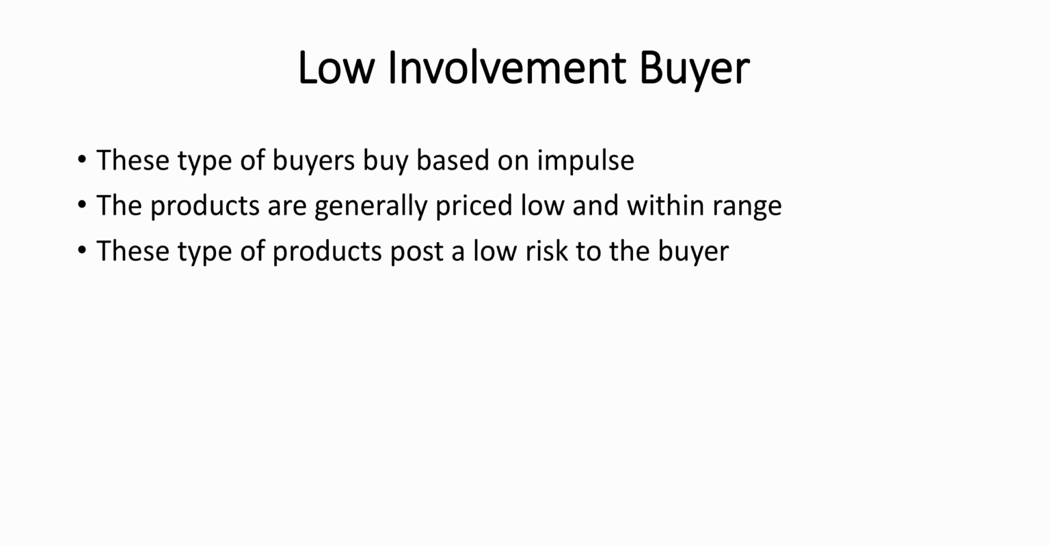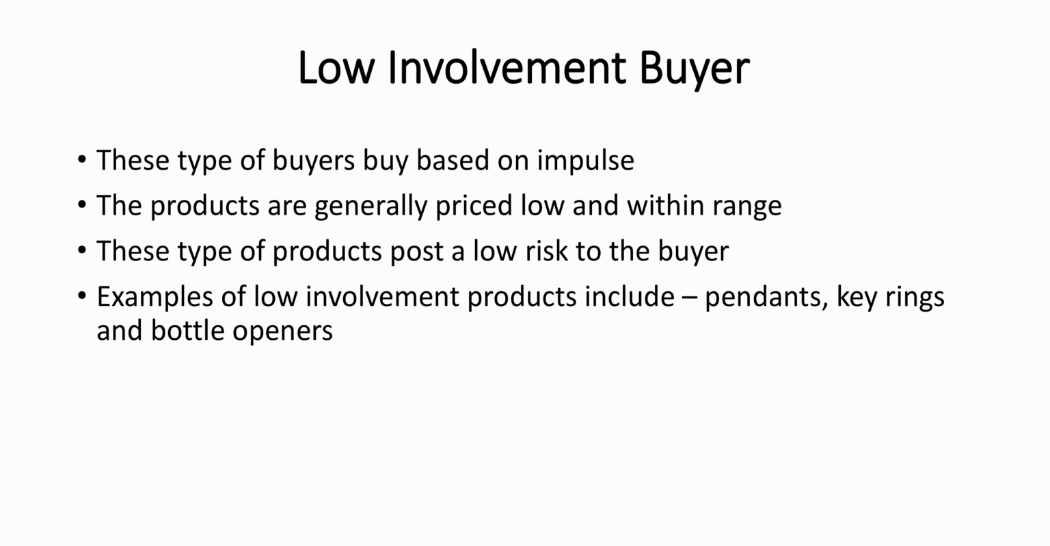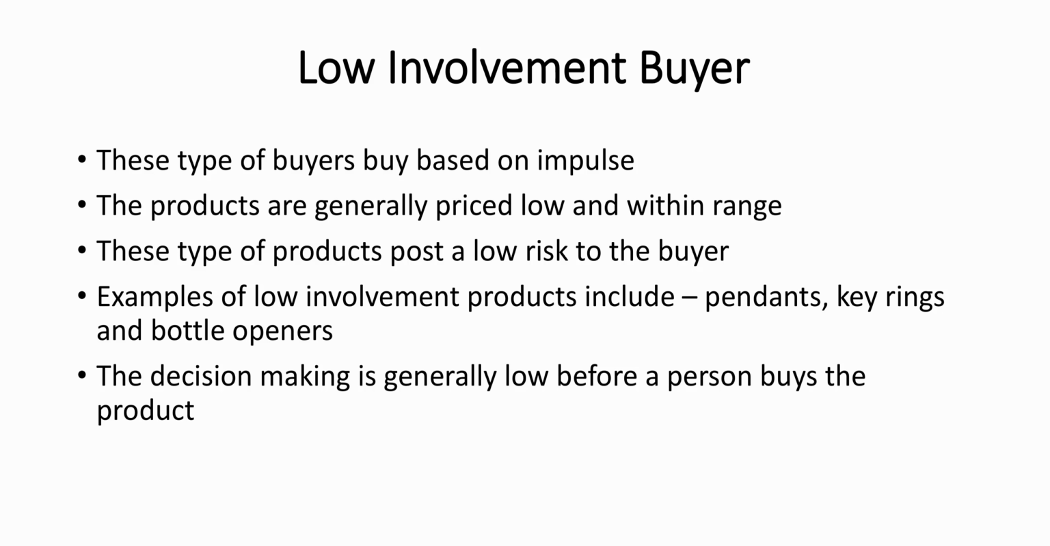There's hardly any risk involved for the buyer. Examples of low involvement products include pendants, keyrings, bottle openers, a bottle, or a pen. The decision making is generally low before a person buys the product. Less decision making is required before people make a purchase.